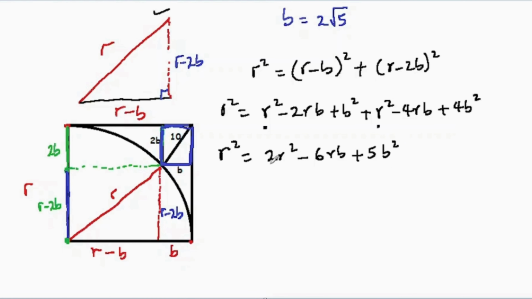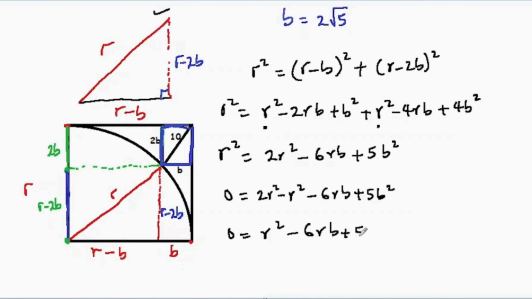Okay, so we can further collect like terms. If we subtract r squared from both sides of the equation, that's going to give us 0 equals 2r squared negative r squared negative 6rb plus 5b squared. So this is going to be 0 equals r squared negative 6rb plus 5b squared.